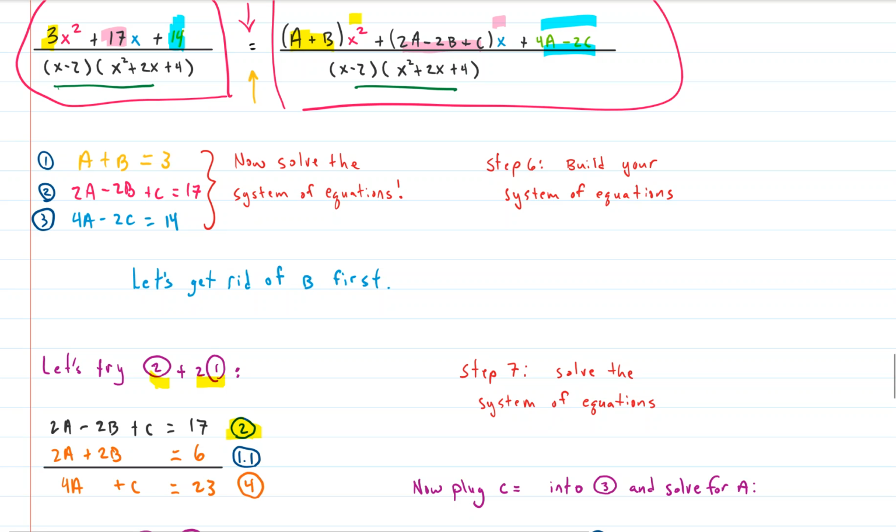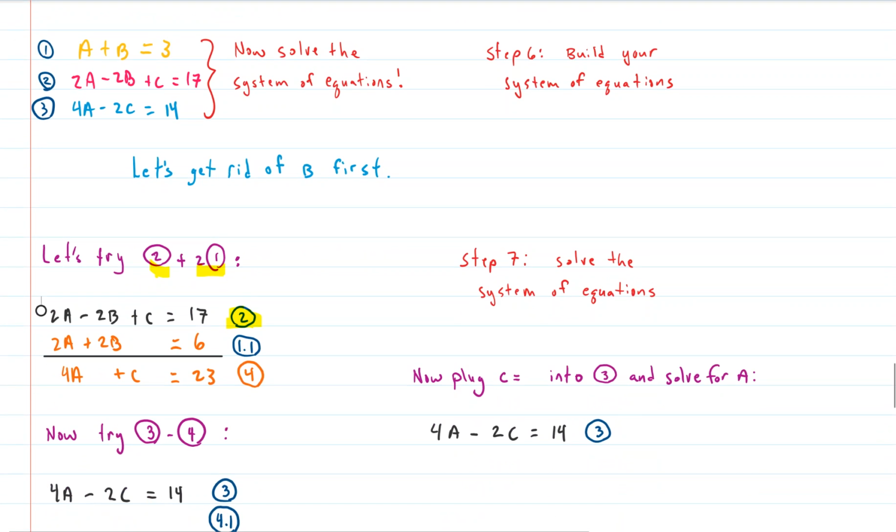We called 2a plus 2b equals 6 equation 1.1, because it wasn't 1, but it came from equation 1. It was like the next iterate. So we called it version 0.1, so 1.1.